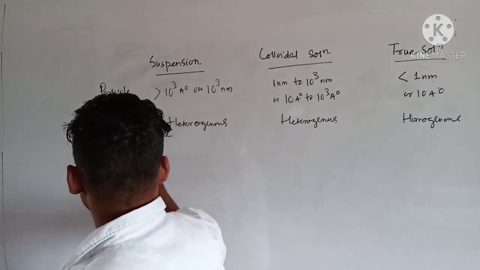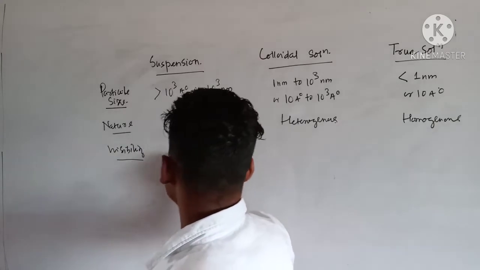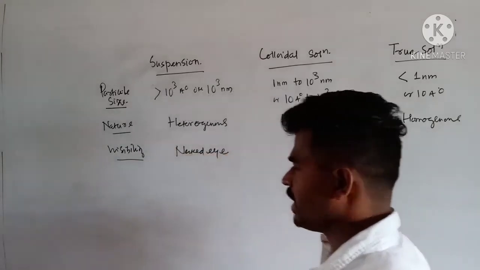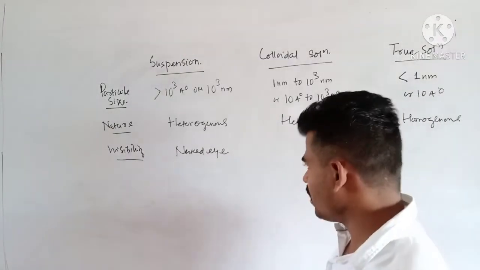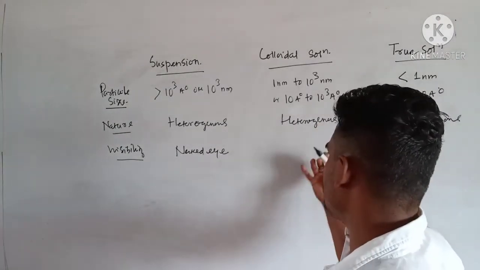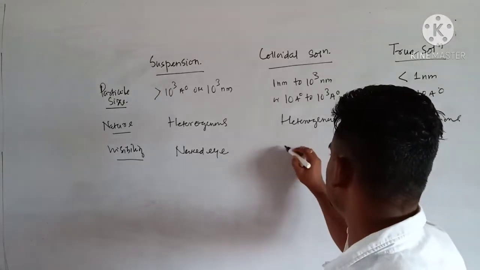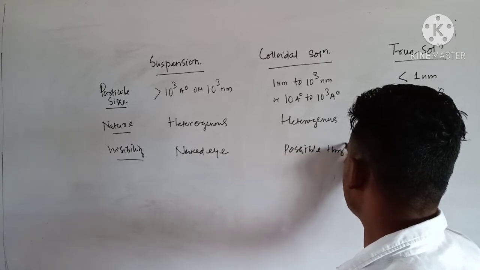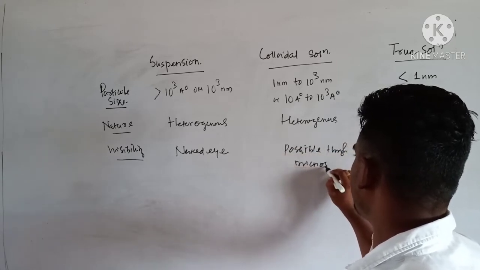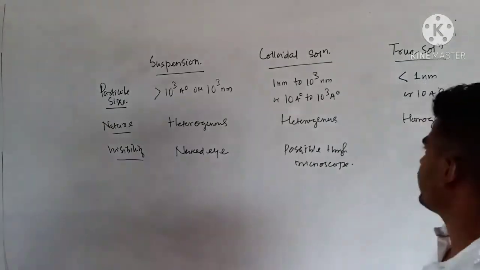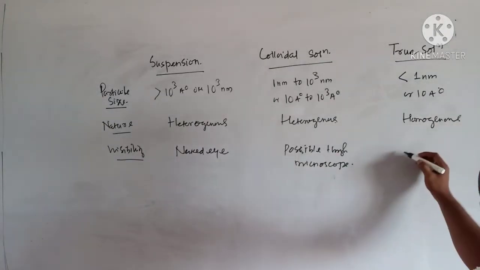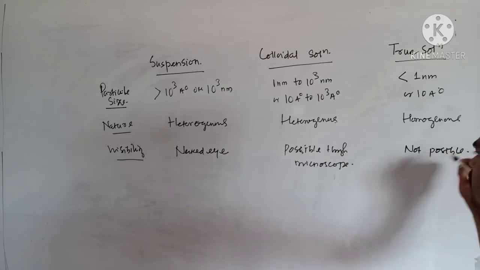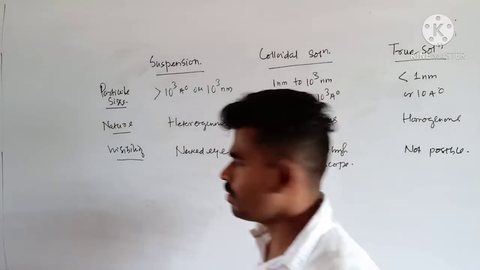Next is visibility. The suspension is visible through the naked eye. Here it is not visible through the naked eye, rather you can use an ultramicroscope; it is possible through a microscope. And true solution is not visible, not possible through a microscope as well as the naked eye.